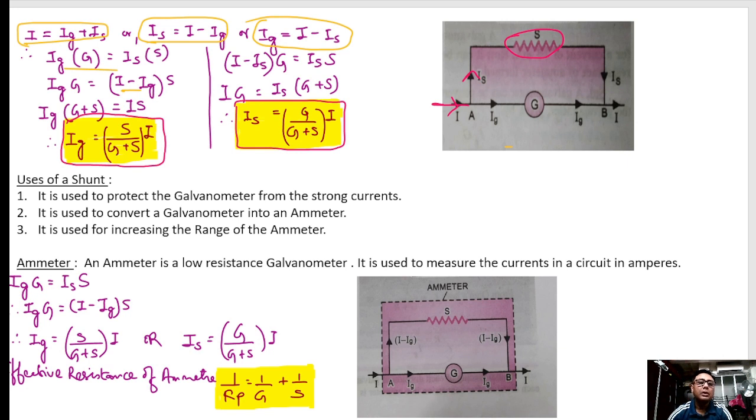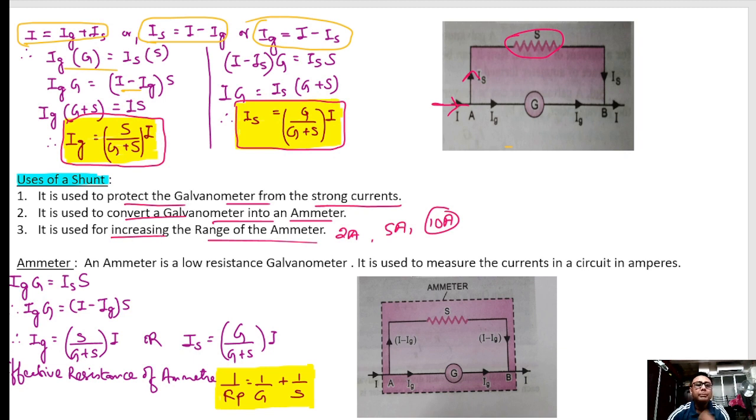Uses of a shunt. Where do we use a shunt? Number one, to protect the galvanometer from strong currents. Number two, to convert a galvanometer into an ammeter. It is used for increasing the range of the ammeter. I told you that initially we were measuring 2 ampere, and now when we connect the shunt we can measure 5 ampere, 10 ampere, anything. We converted this to measure large currents also.